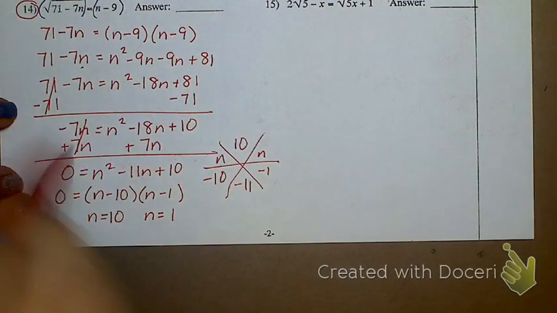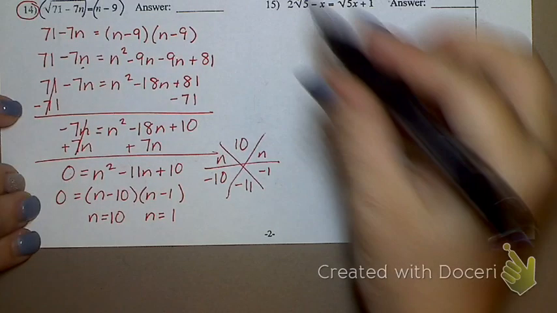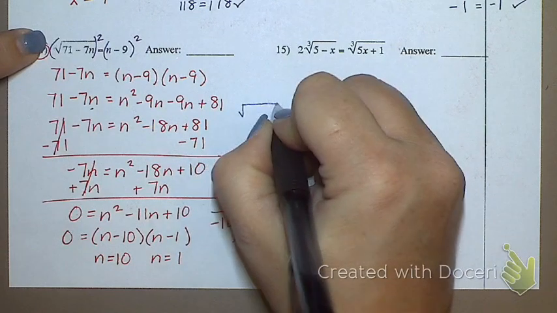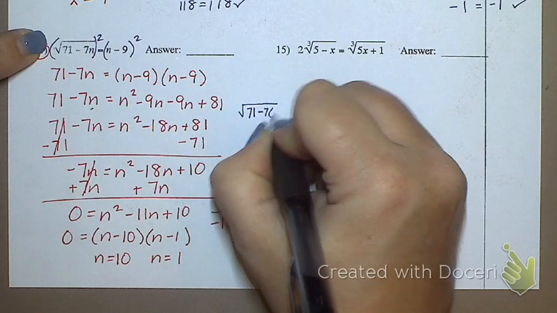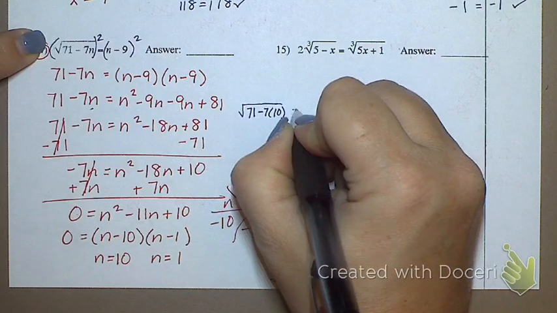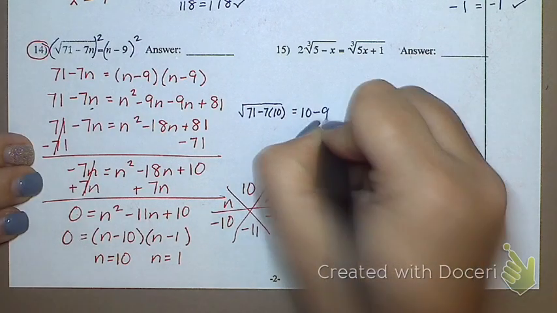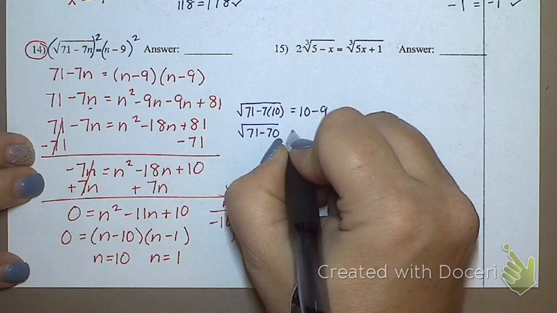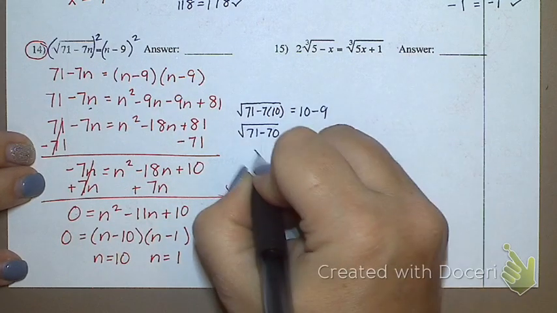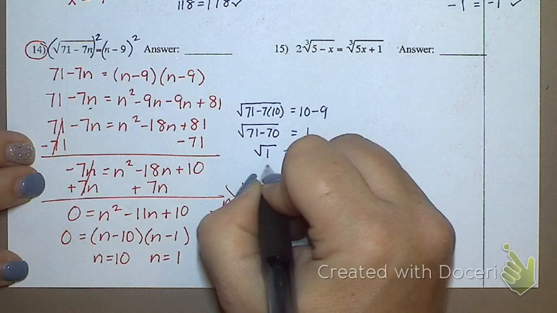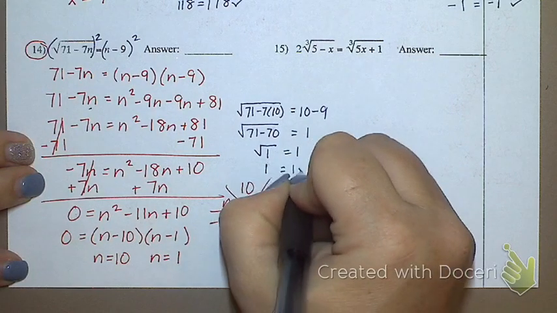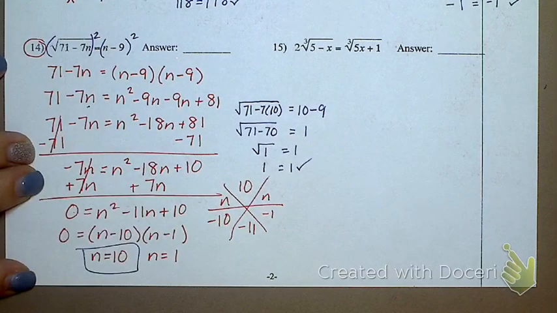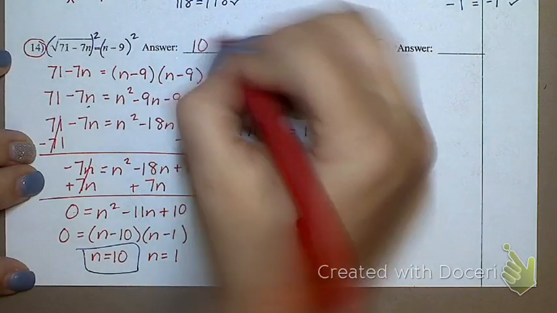Yes? I have to check both those answers. I'm going to start off by checking 10. Does the square root of 71 minus 7 times 10 equal 10 minus 9? Well, that would be the square root of 71 minus 70. And I want to know, does that equal 1? That's the square root of 1, and it does check out. So n equals 10 is a good answer. So I'm going to go ahead and write 10 in my answer spot.